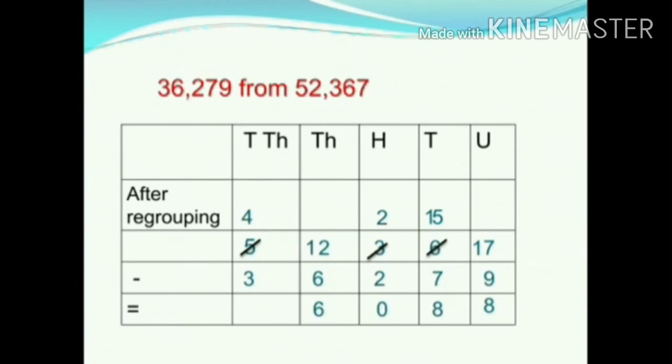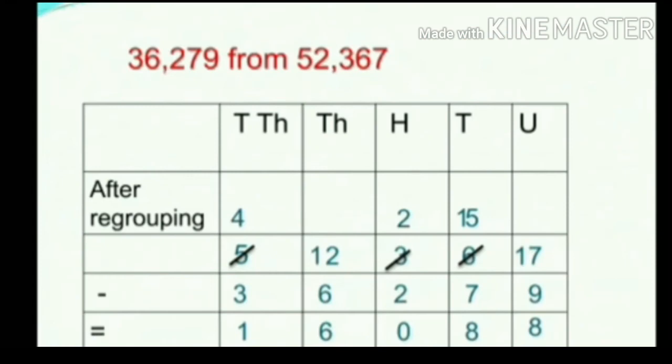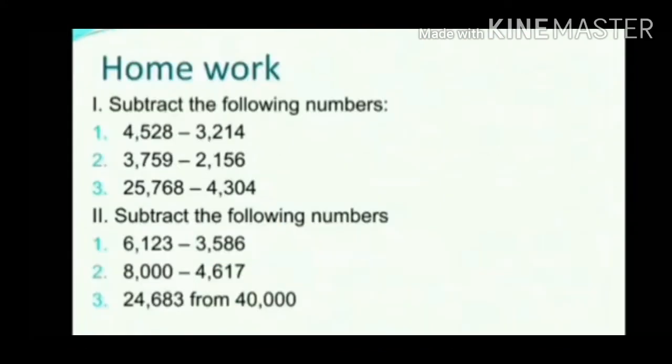Now subtract ten-thousands digits. Which numbers are there in the ten-thousands place? 4 minus 3 is equal to 1. Write 1 in ten-thousands place. Therefore, the difference between 52,367 and 36,279 is 16,088. Do this homework, children.